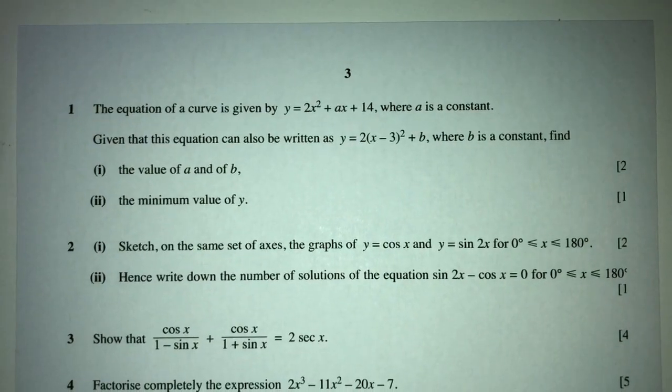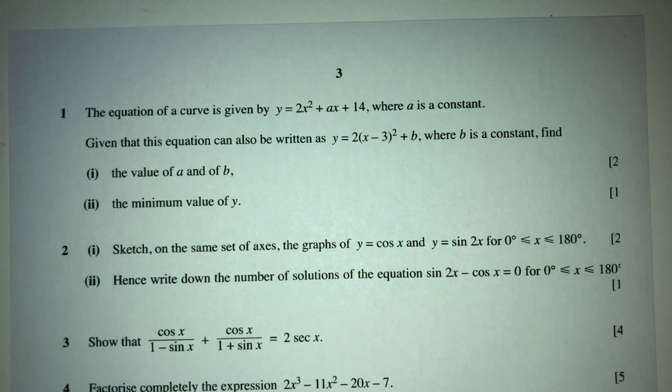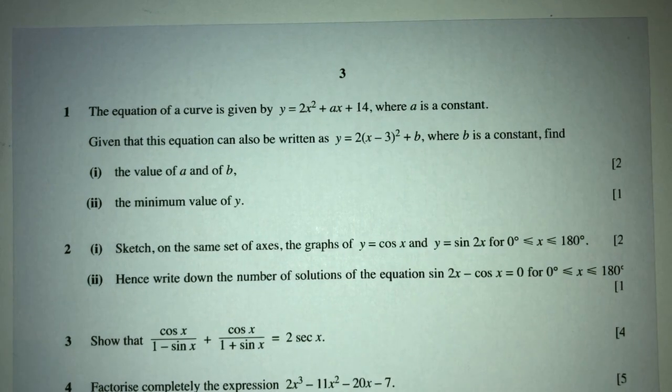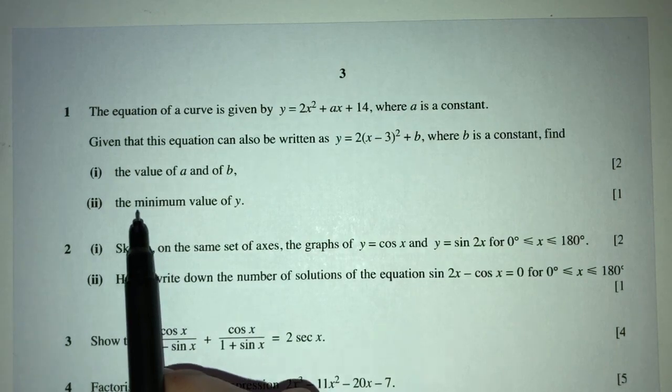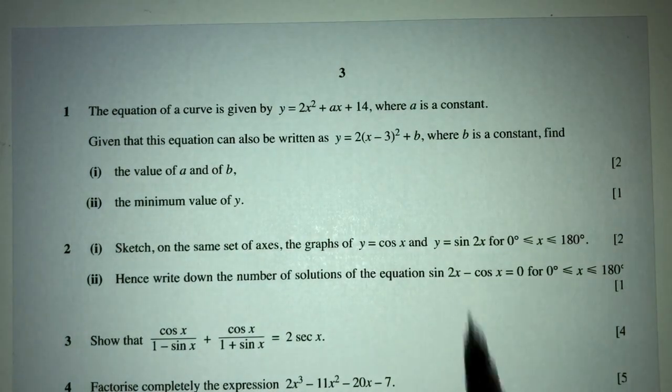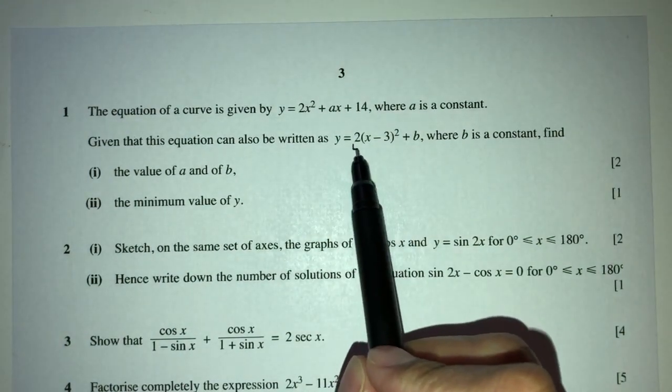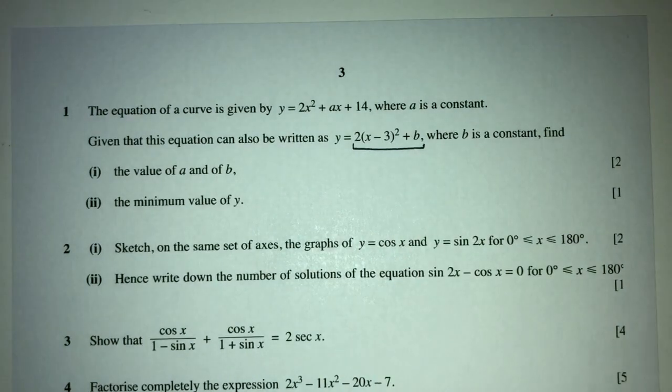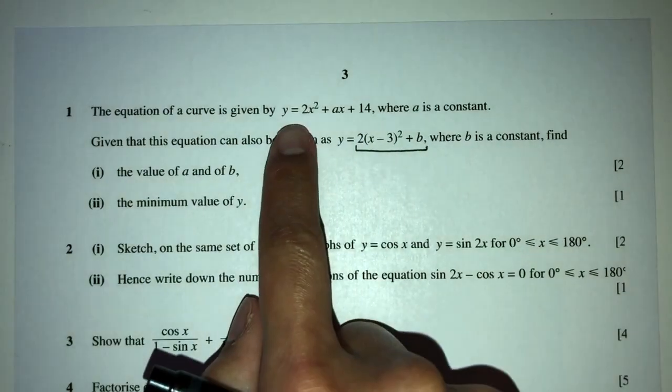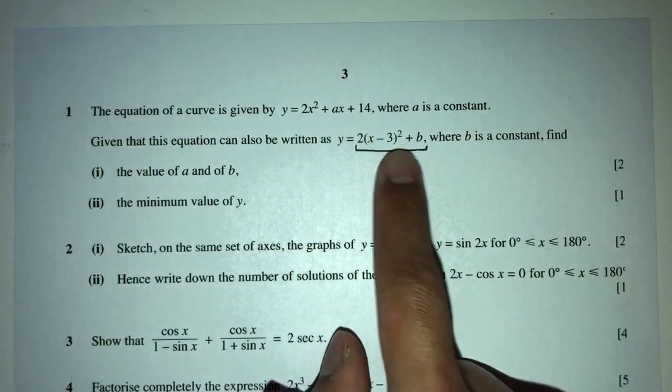Okay, so here we have the equation of a curve is given by y, where a is a constant, okay? Given that this equation can also be written as this form, where b is also a constant, we have to find the value of a and b and also the minimum value of y. Now, what is this form? If you know from practice or from revision, this is called the complete square form. So basically we have to try to change this equation into this form.